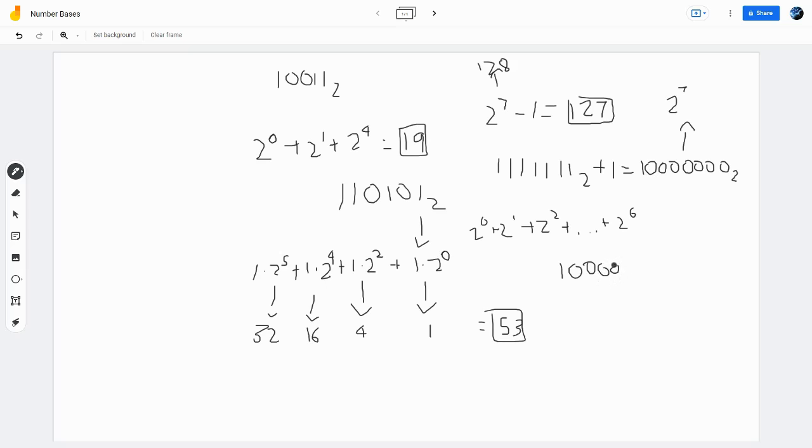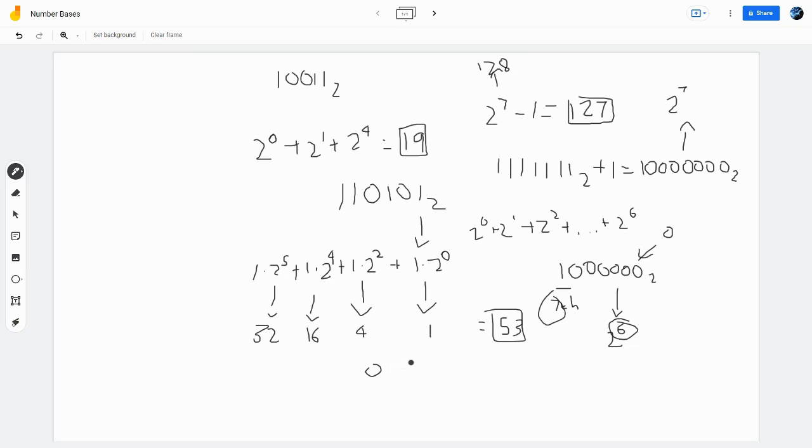except it has only 6 zeros at the end. But this is similar, right? So this is the 7th digit, right? So we have 2 to the 6th right here. Always make sure this is the 7th digit, but it's the 6th power, because the last one is 0. Remember, you always start from 0.